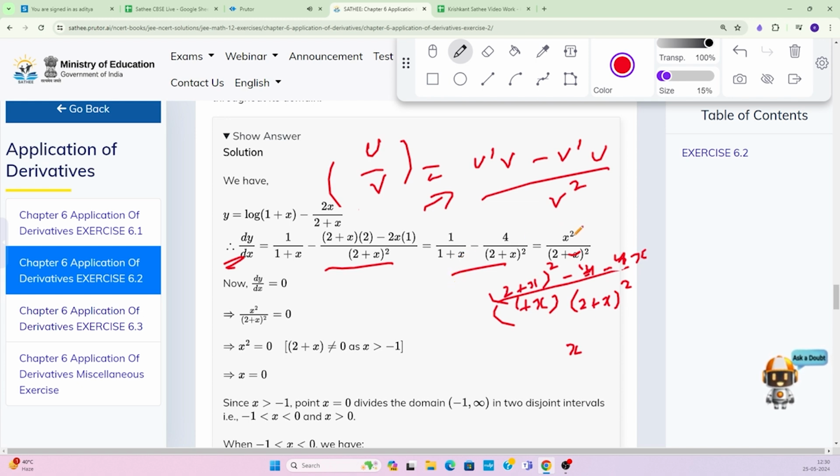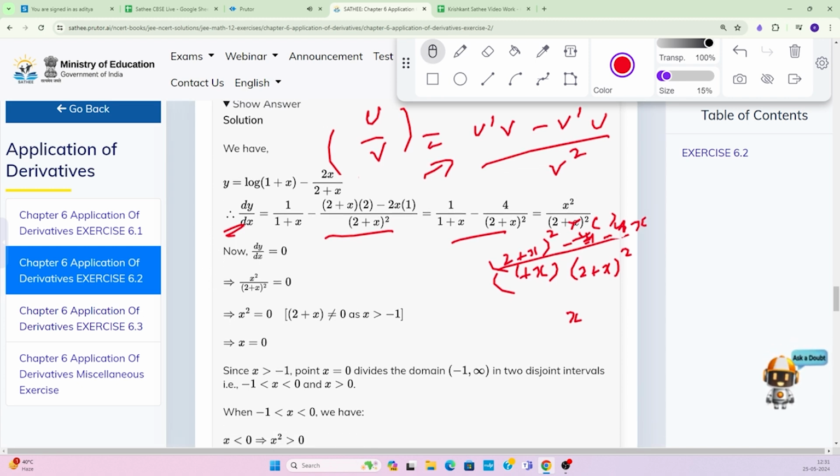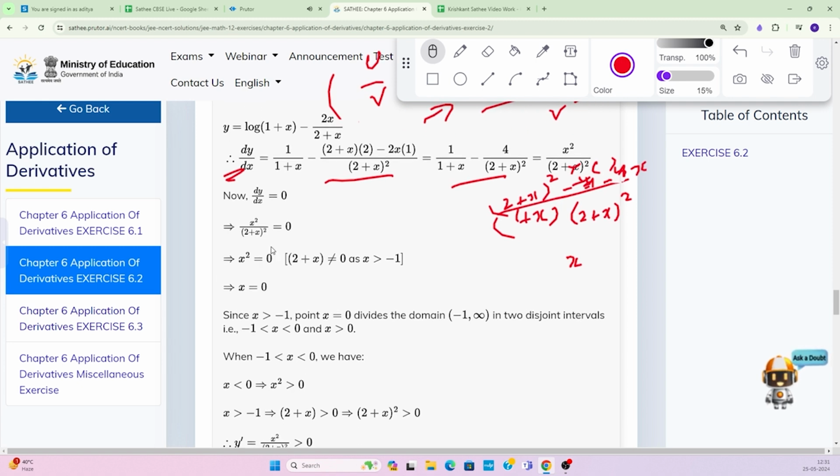Clear? Now you know that this is positive, this is positive. The only thing which decides the sign will be this 1 plus x thing. This is not written over here, so please write it. The pencil is not working, that's why I cannot write. Clear? So this is already positive. You all know the output is positive, but from this you can have the intervals.